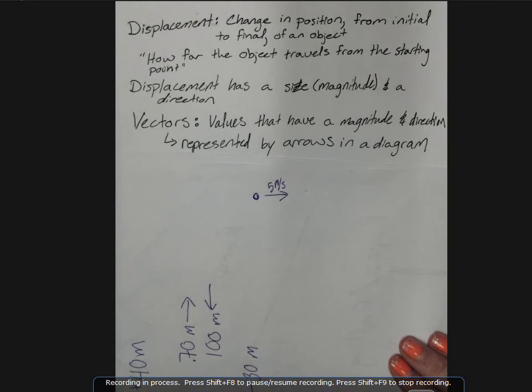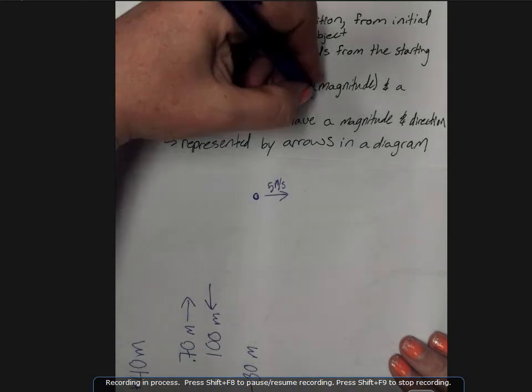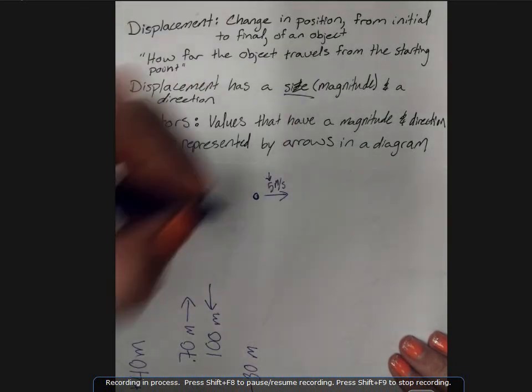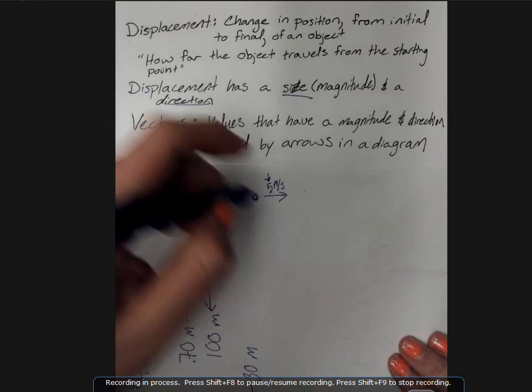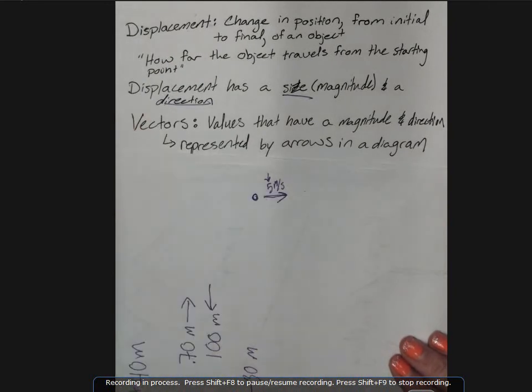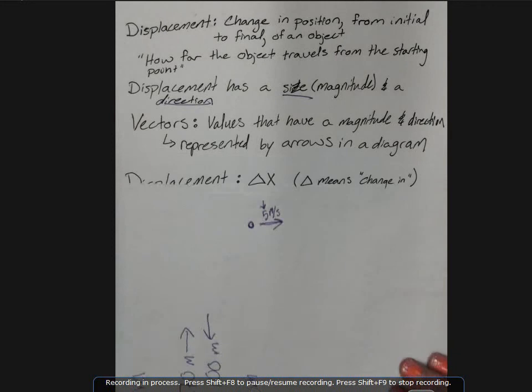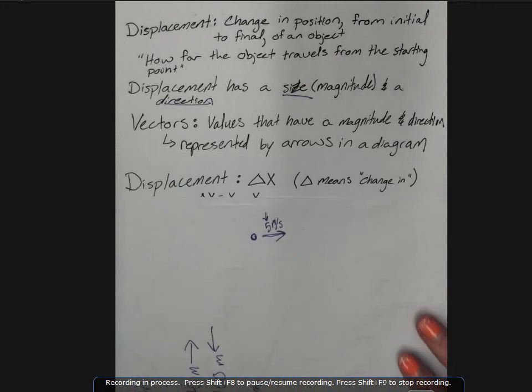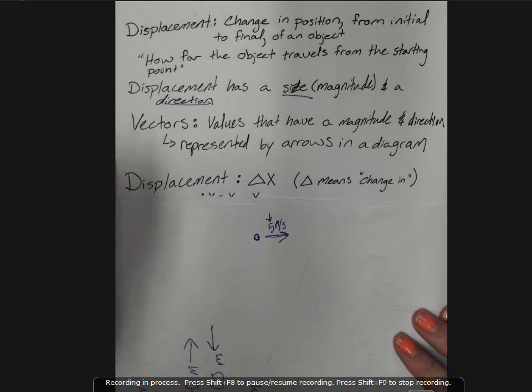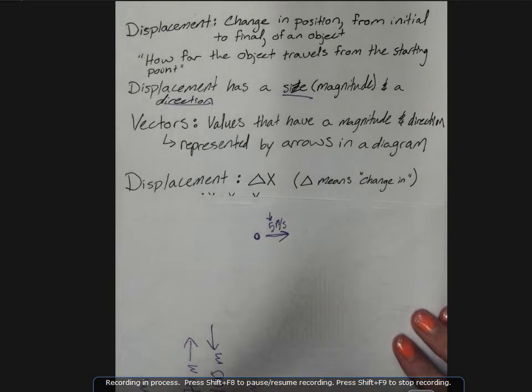Like displacement, that has a size, right? Here's 5 meters per second, and a direction. That's the direction that the arrow is pointing, and that's exactly how we represent them. So displacement is a vector, and it's really important that you remember that displacement is a vector because it has a size and a direction, not because somebody drew an arrow on a piece of paper.